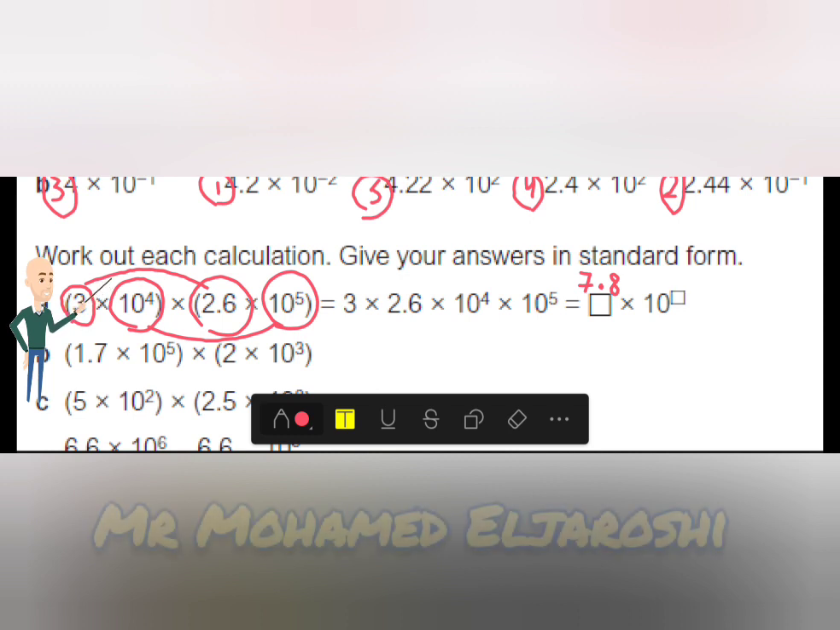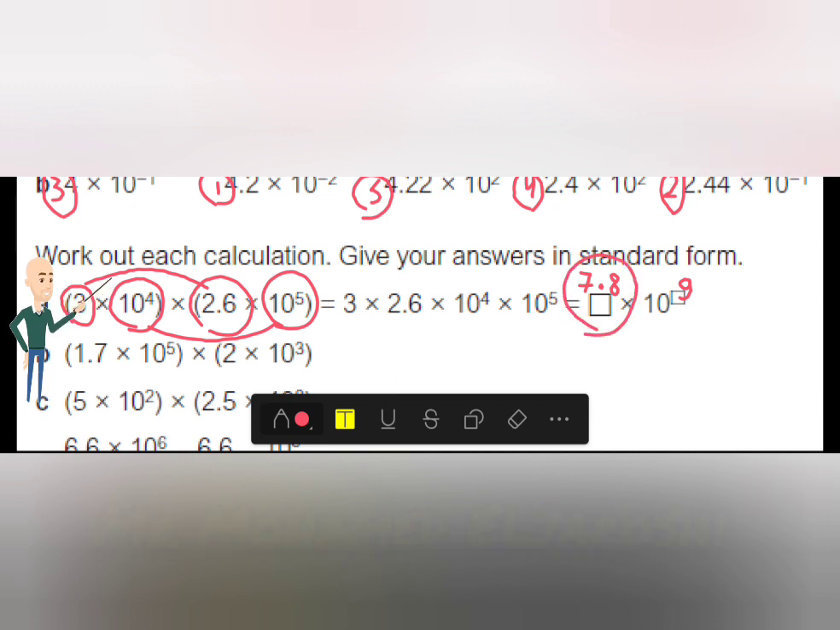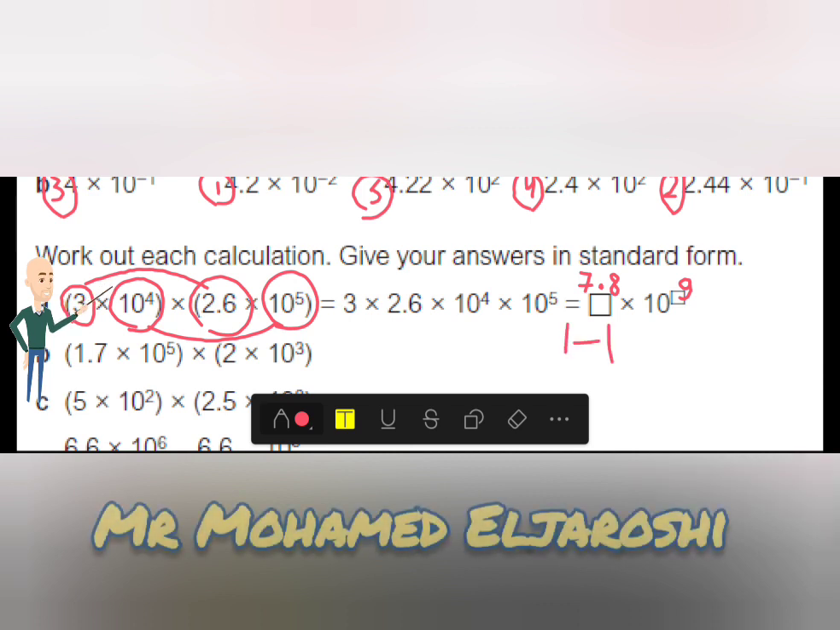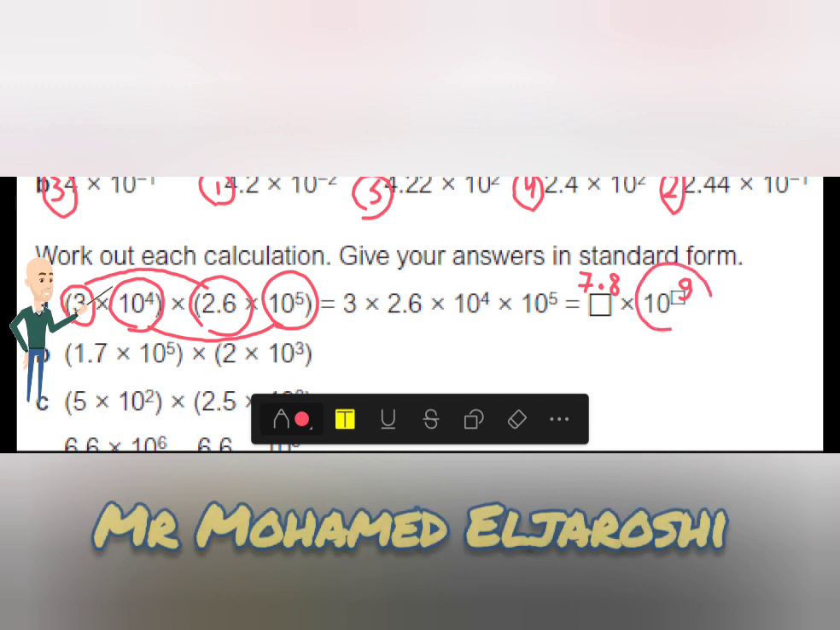Let me remove this. Okay. Now, take a look at the answer here. Do you think it's in standard form or not? Very good. It is in standard form because 7.8 is between 1 and 10, right? That's the first rule. And then we have a 10 with a power multiplied with it, so it's in standard form, so I don't have to change it. Very good. I'm going to do the same idea with the other questions. Let me show you question B.